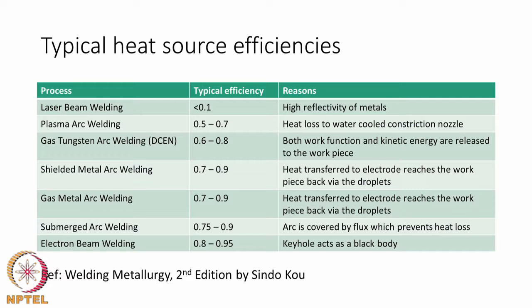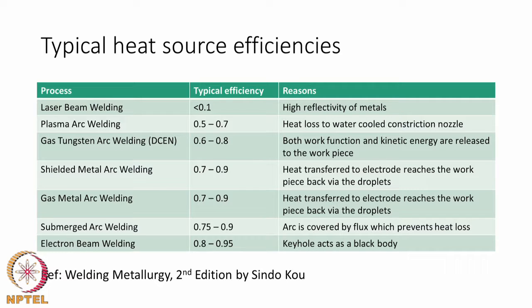Another reason is the work function. As we know, when we want to remove an electron from a metallic material, we need to provide some amount of energy, called the work function, and the reverse happens whenever an electron is given to a metallic material. The work function is released, and that is also one part of the energy released. So when the electrode is negative, the electrons go towards the base material and give a lot of heat to it, and therefore the efficiency of the GTAW process is on the higher side.